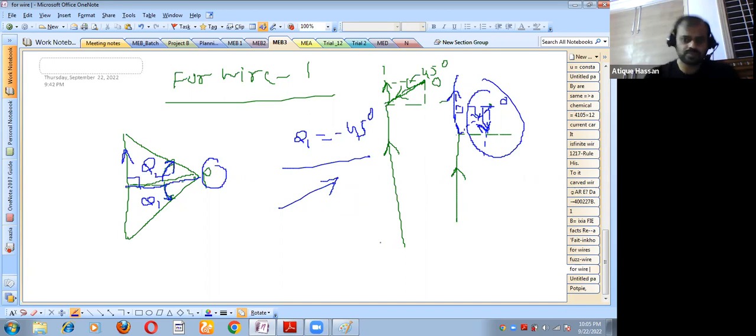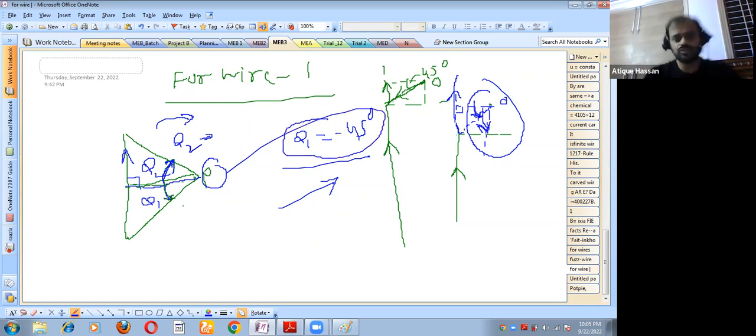Understood? If you see this diagram, here we have taken theta 2 as positive when it is clockwise, but if you see here, theta 2 is coming as anti-clockwise. That is why we have to take minus. So we have to be very careful while taking the angles. We have to consider sign also. That is very important. Got my point?